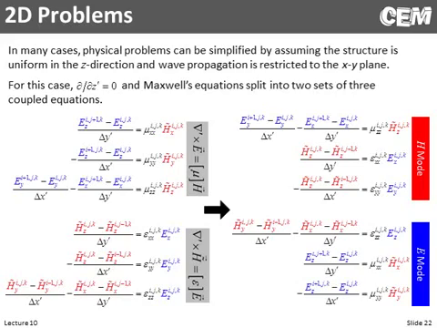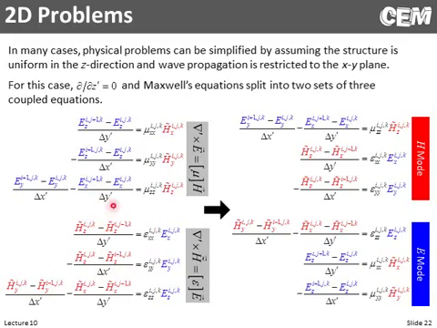But anyway, for the problems we'll consider, we're going to assume that our structure is uniform in the z direction and that propagation is also restricted to the xy plane. When that happens, all of our z derivatives go to 0. So we list all 6 of our Maxwell's equations, and there were z derivatives here originally. They became 0, and we're left with these equations.